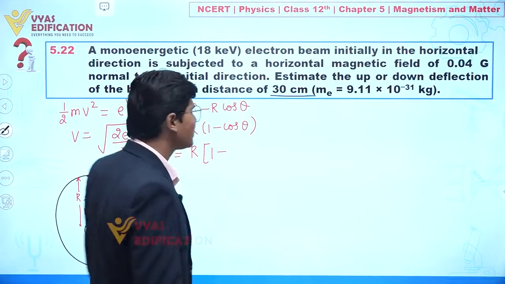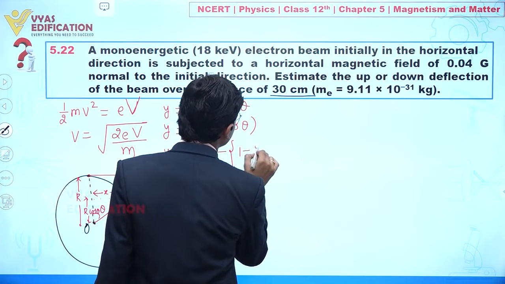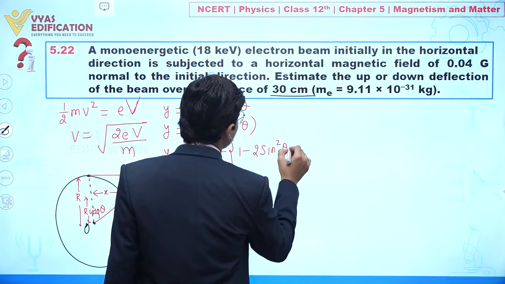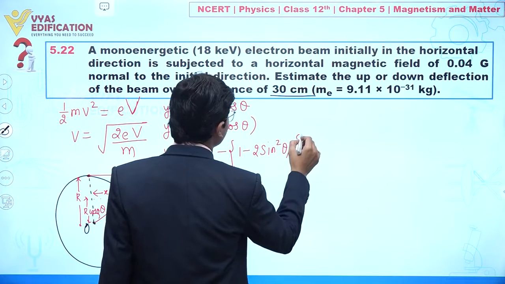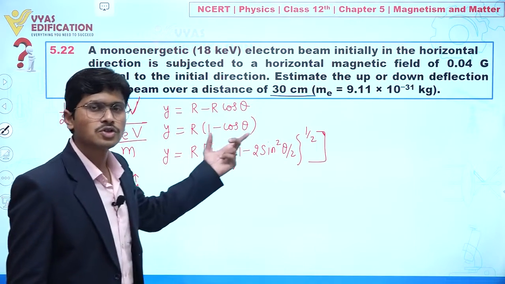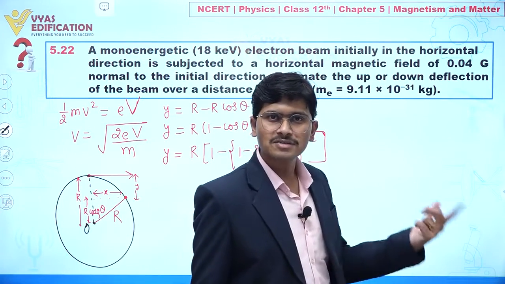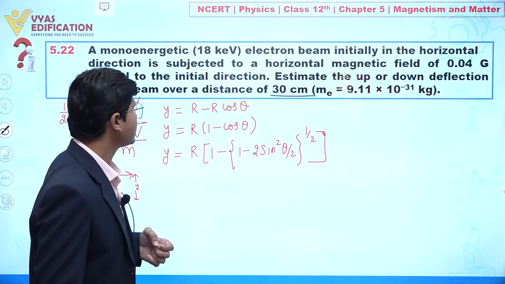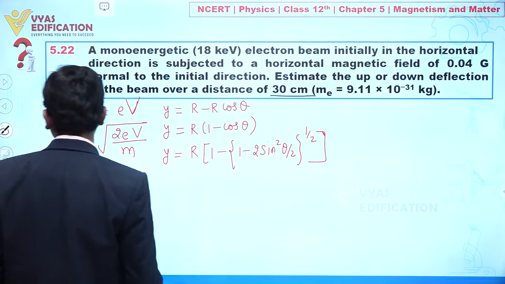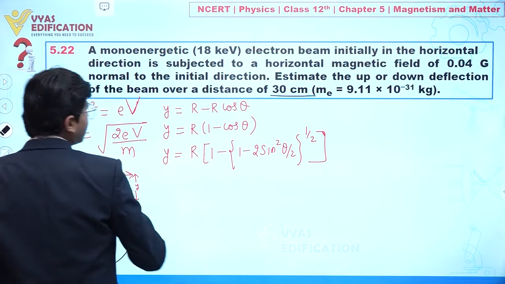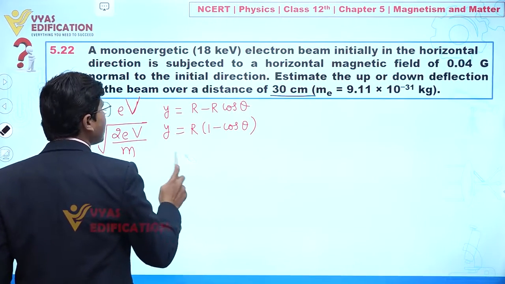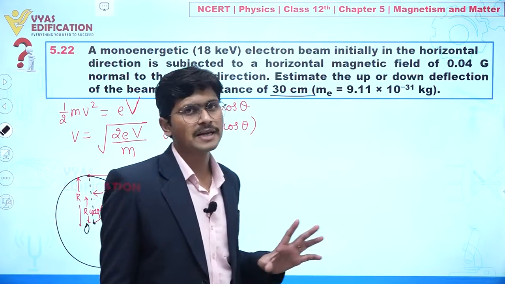How can we write cos theta? Cos 2 theta equals 1 minus 2 sin square theta. Since I am saying this is cos theta, I can say this is 1 minus 2 sin square theta by 2. Clear? Or if you are getting confused, you can directly say the value of y, the deflection in the vertical direction, is given by r(1 minus cos theta).